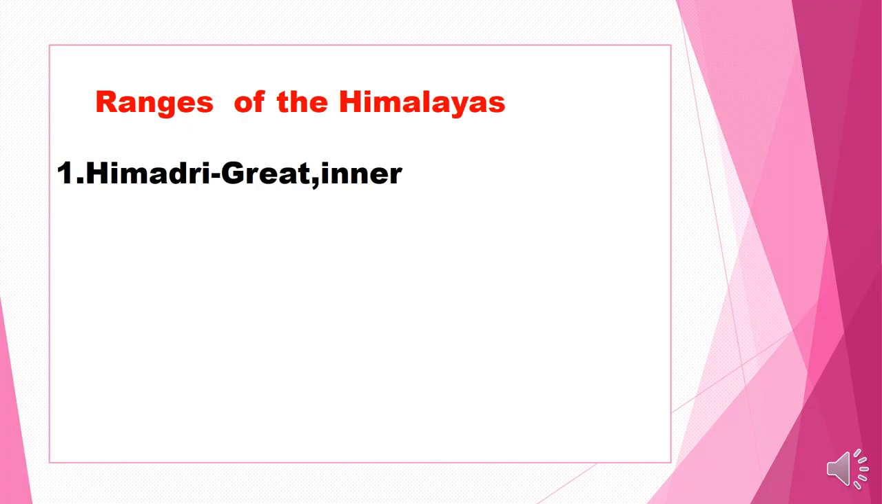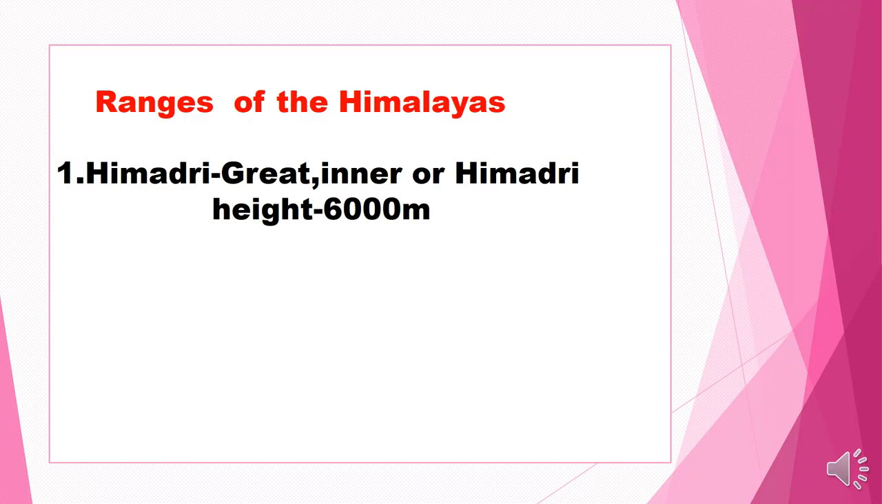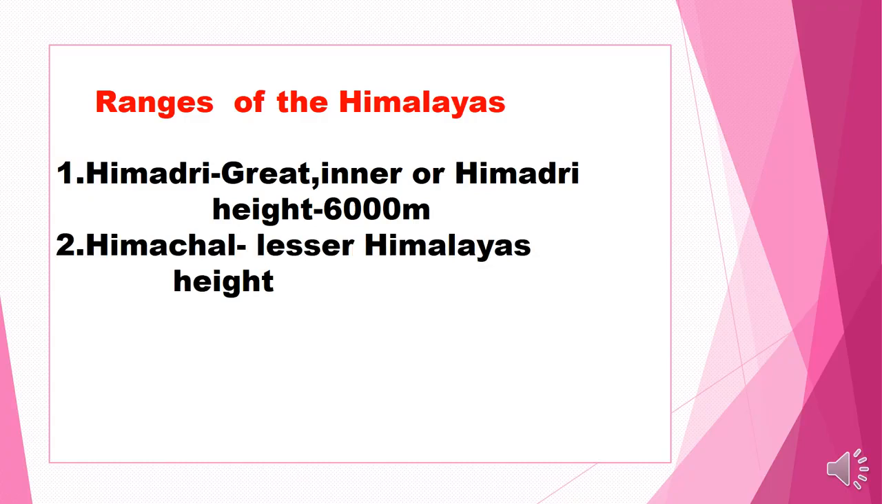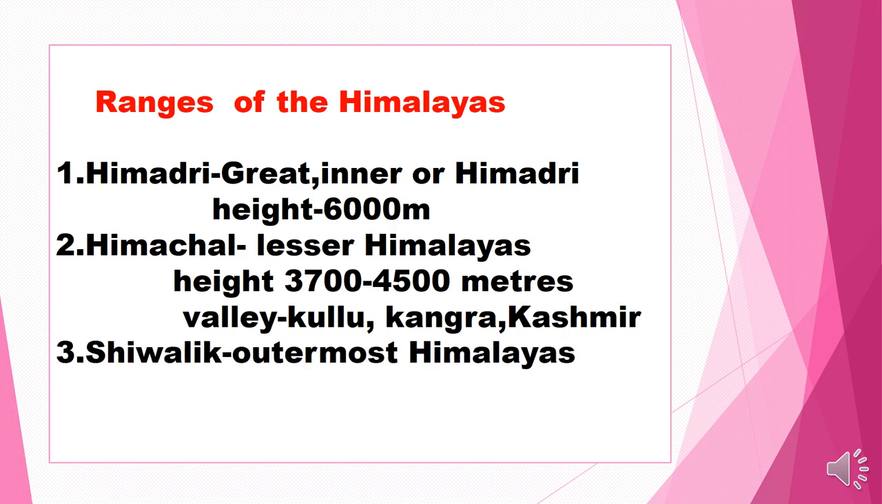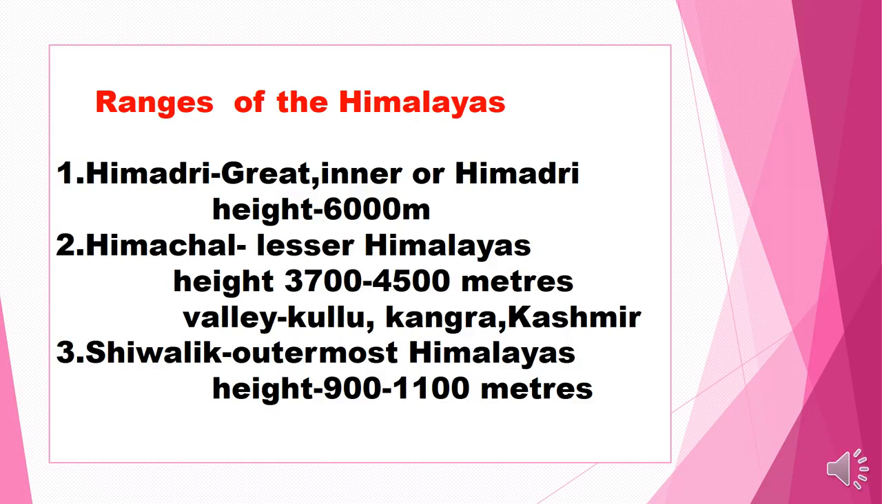Next are the ranges of the Himalaya. The Himalaya have three ranges: Himadri, Himachal and Shivalik. Himadri, the northern range of the Himalaya, is called the Great Himalaya or Inner Himalaya, and the height of Himadri is 6,000 meters. The Himadri part is formed by igneous rock, and this area is covered by granite. So we can say that Himadri is covered by glacier and snow throughout the year.